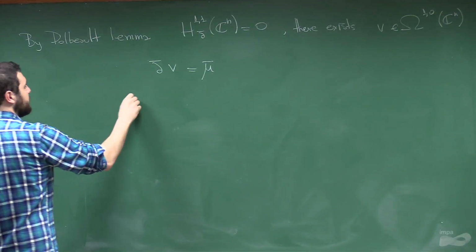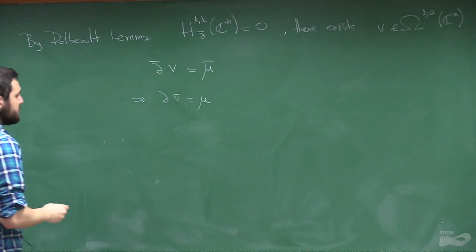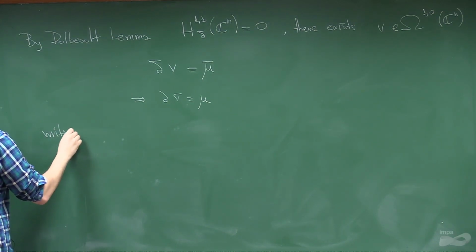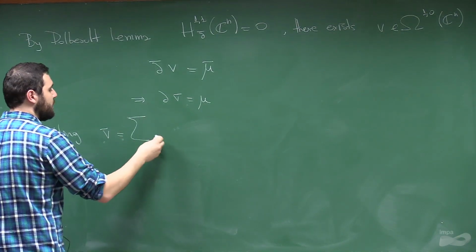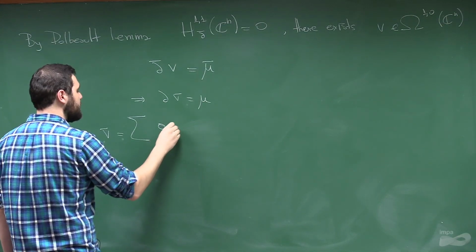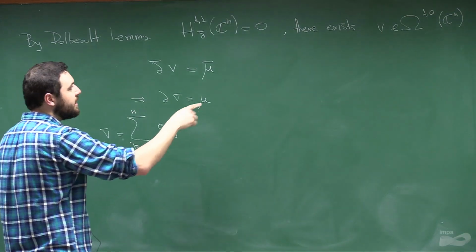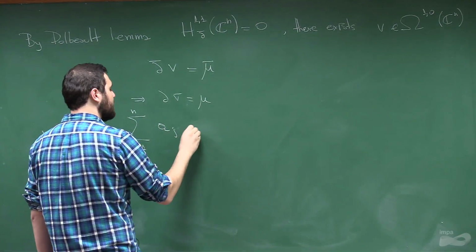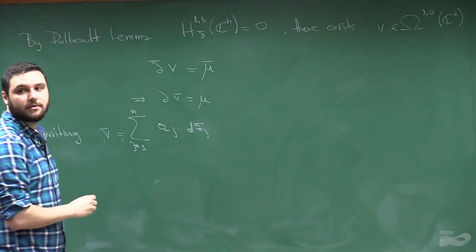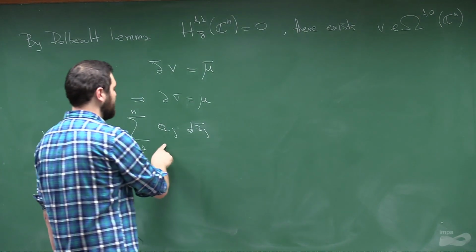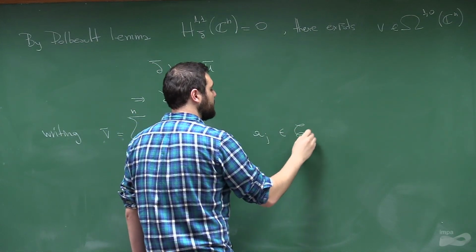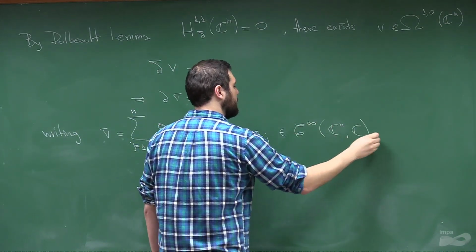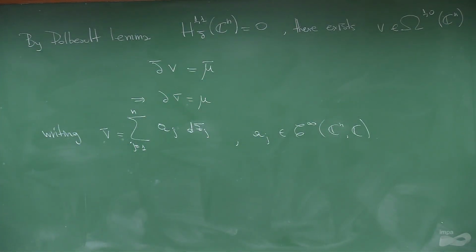So in particular, the partial of mu bar is equal to mu. And if we write B bar as a sum of a_j, from j equal 1 up to n, we know that B bar is a (0,1) form. So it is a smooth function times dz_j bar, where these a_j are smooth. Is it clear?